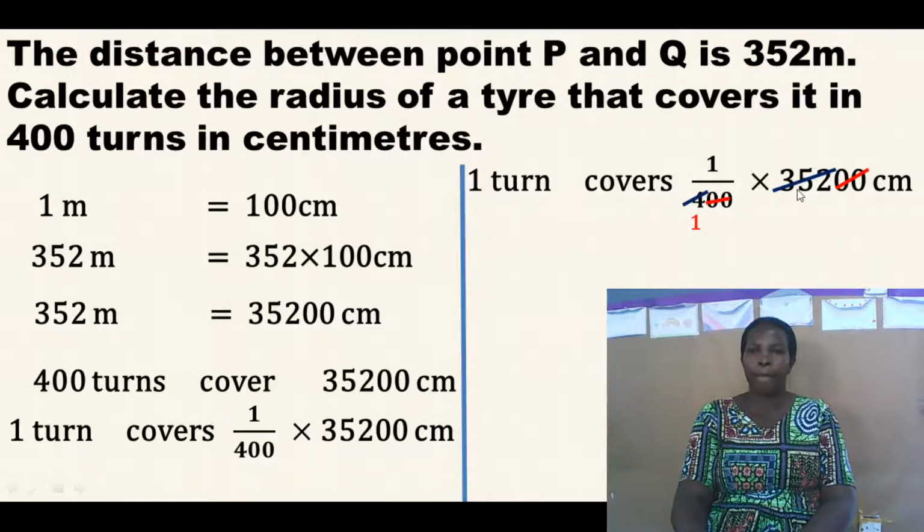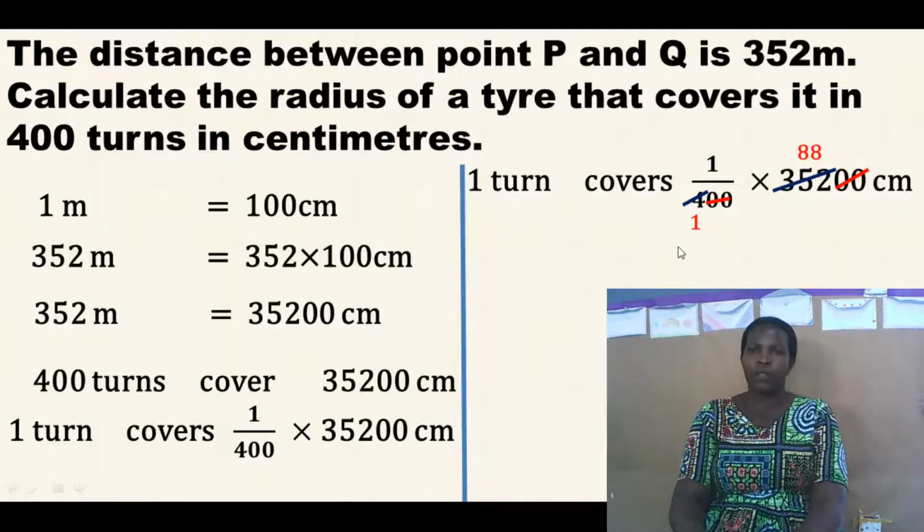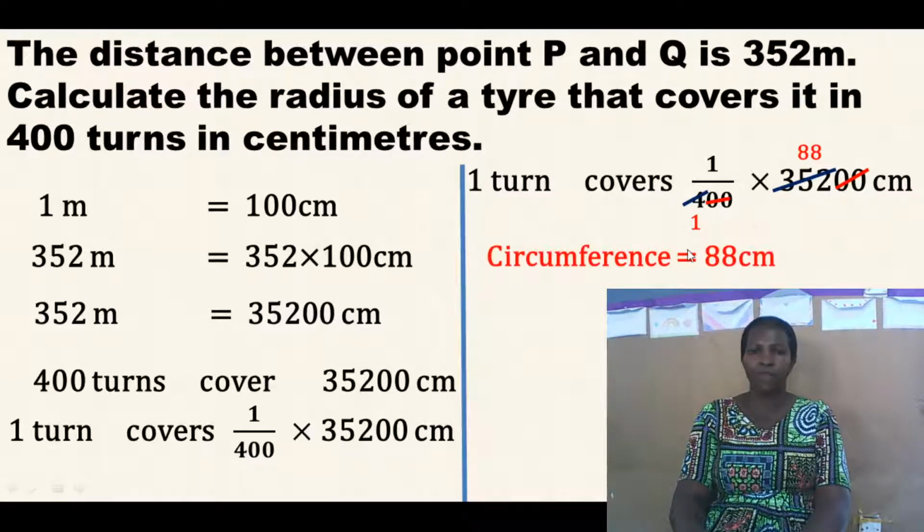352 divided by 4. My dear boys, I believe the answer is 88. 88 when you divide 352 by 4. So what does it mean? That circumference will equal 88 centimeters. Remember, in example 1, it was clearly written that 1 revolution, in other words 1 turn, is equal to circumference. Therefore, this 1 turn is being reflected by the circumference, which is 88 centimeters.